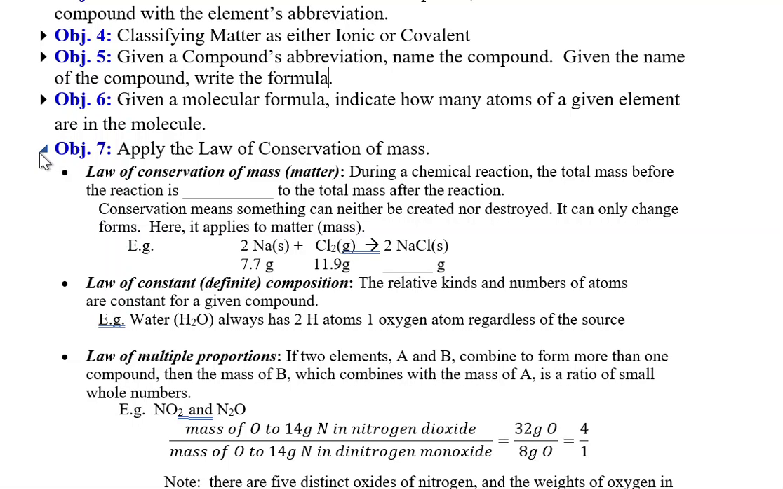So objective 7. We want to apply what is known as the law of conservation of mass. So let's talk about some of the definitions here. The law of conservation of mass, or sometimes it's called the conservation of matter. What we're saying is this, that during a chemical reaction, the total mass before the reaction is identical to the total mass after the reaction. It doesn't change. We don't lose mass. We don't lose matter in any chemical reaction.